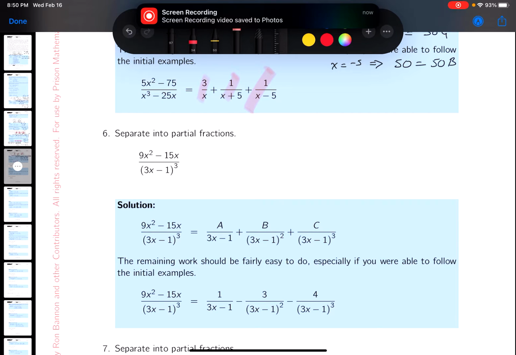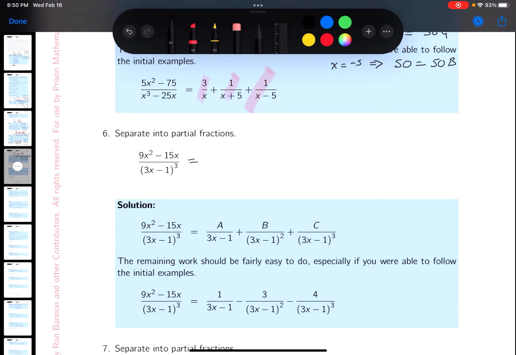Again, I'm going to break it up, and it's going to be into three terms now: 3x minus 1 plus (3x minus 1) squared plus (3x minus 1) cubed. These are all... 3x minus 1 is a linear factor. So we get A, B, C.